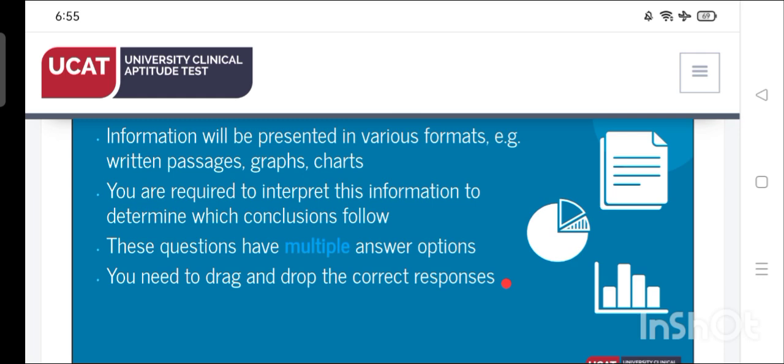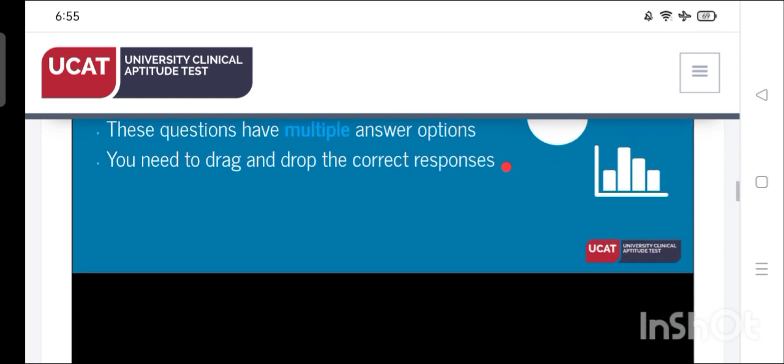So again, we have information in the form of a passage. It could be in the form of graphs or charts, and you again have to drag and drop the correct responses in these types of questions. There could be more than one correct option, and you just have to draw a conclusion from the information that will be presented to you.